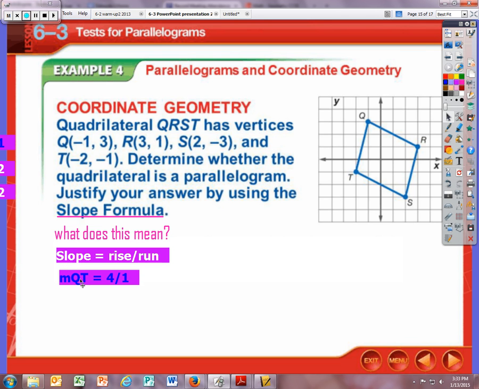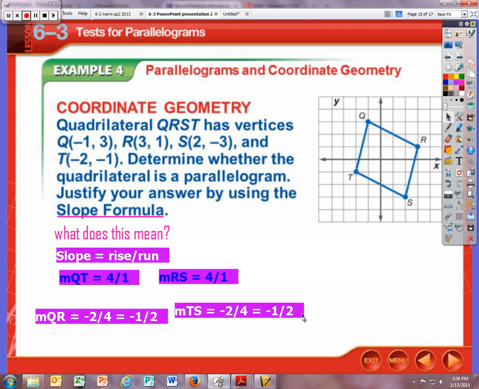Notice for the slope, remember slope's an M. The slope of QT is going to be 4 over 1 because I'm rising 4 and I'm running 1. The slope of RS, which is across from it or opposite from QT, is also 4 over 1. Up 4, right 1. Very simple. The slope of QR, go down 2 and to the right 4. Remember when you go down it's negative. That does simplify to negative 1/2. And then the slope of TS is the same thing. Down 2 to the right 4.